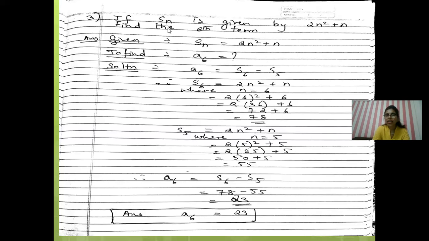So again, I'll repeat that when you want to find the sixth term and the equation is given to you, always remember the sum of 6 terms minus the sum of 5 terms. You have to use that formula, because you have to find the sixth term. For the sum of 6, you substitute n equal to 6 in that equation and get the value. For the sum of 5, you substitute the value of n as 5 and get that value, and then subtract both values and you'll get the value for the sixth term. Okay, so I hope everything is clear.